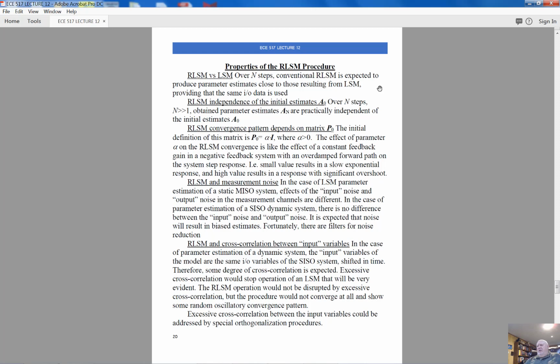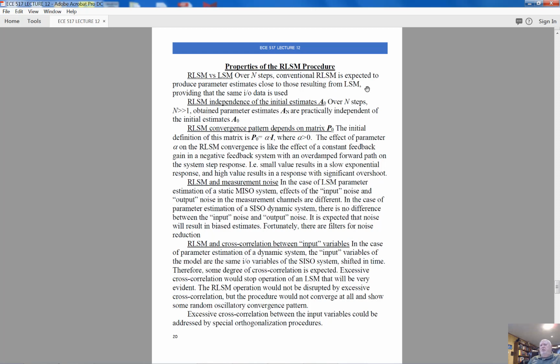So properly operating RLSM will give you the same results as the LSM. The next that you have to know is that the results obtained by the RLSM procedure are independent of the initial estimates A0. And as a matter of fact, they are independent of the alpha that we will be talking about a little bit later. So you see, the only thing you have to achieve is to be able to run this procedure for a sufficiently large number of iterations. And then parameters An will be practically independent of the initial conditions.